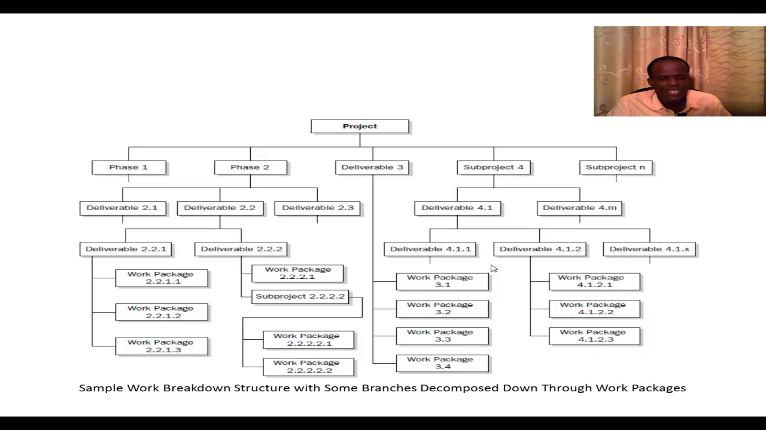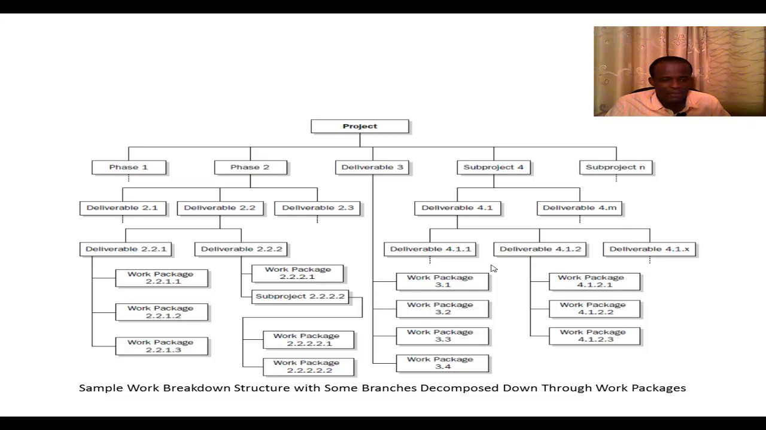a WBS. So you can see here there's a project. Then we have the project broken down into the first level: phase 1, phase 2, deliverable 3, sub-project 4, sub-project N. Again, this is just an example. If you look at phase 2, for example, phase 2 has been broken down into deliverable 2.1, 2.2, and deliverable 2.3. It's a hierarchical decomposition, so as you go down, you break it down further.